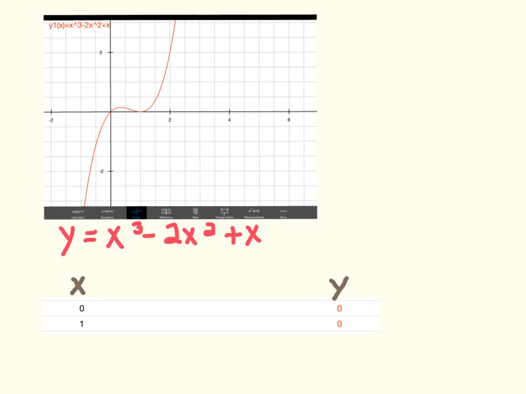That's why these are called zeros in the first place. The zeros of an equation are where y is equal to 0, and that's on the x-axis.